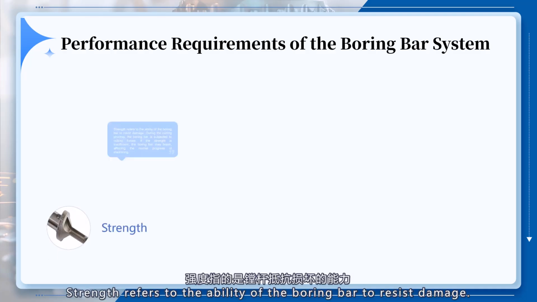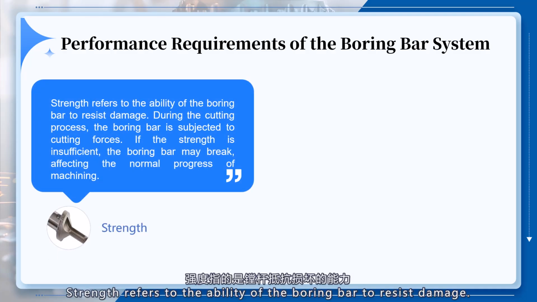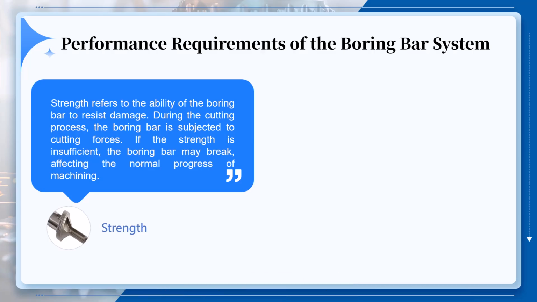Strength and rigidity. Strength refers to the ability of the boring bar to resist damage. During the cutting process, the boring bar is subjected to cutting forces, and if its strength is insufficient, the bar may fracture, disrupting normal machining operations.